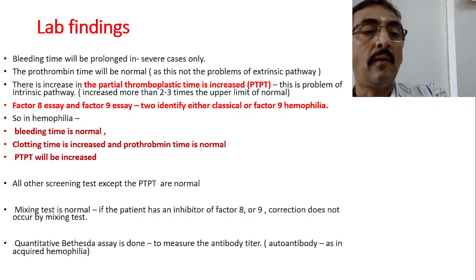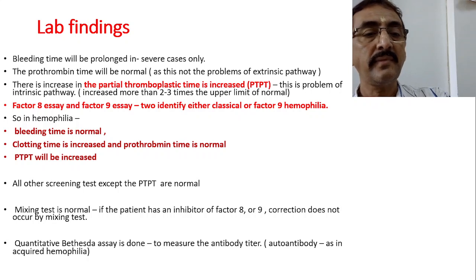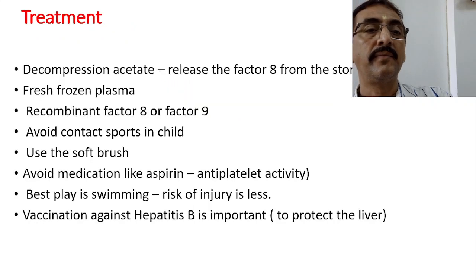Now all the other screening tests except APTT are normal. If you see all the other things, everything will be normal except APTT. The mixing test is also normal, because mixing means you will have extrinsic and intrinsic both. So if there is a problem in the intrinsic also, the extrinsic will manage it. Then a quantitative Bethesda assay may be done, to measure the antibody titer if there are inhibitors, so you can go for that.